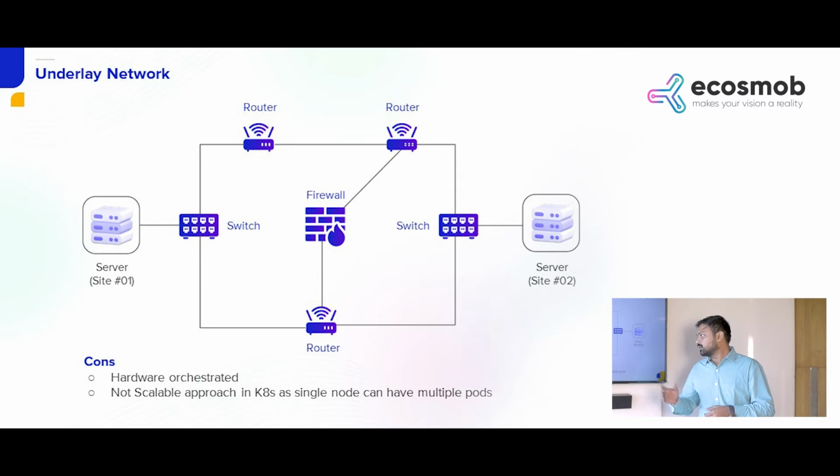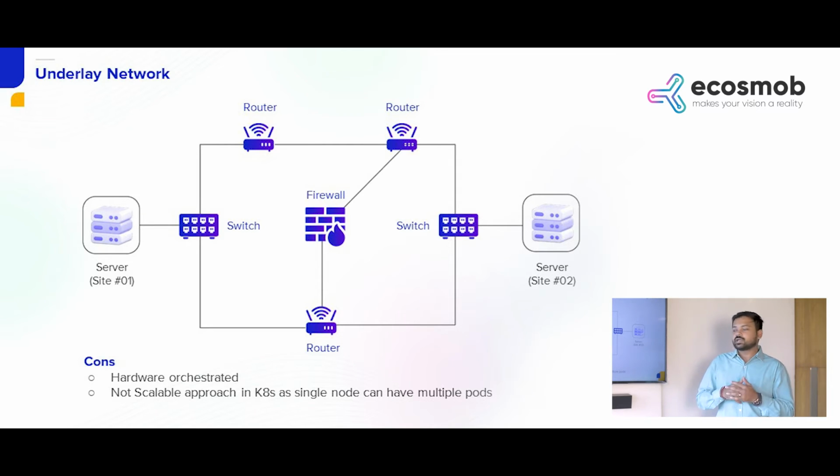But again, there are cons. I have noted down the cons over here because the pros everyone knows, right? So hardware orchestrated means everything is based on hardware, so if you want to do a lot of fancy things, it's very tough. Second thing is that with Kubernetes, a single host, a single machine, can host multiple pods, which means it may require multiple IPs at the same time. That is very difficult with this, because you need to insert an Ethernet port for each and every IP. So these are the two main cons.